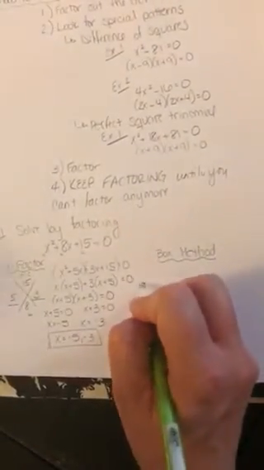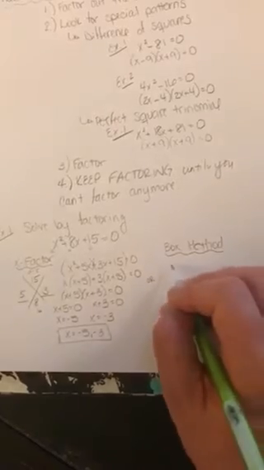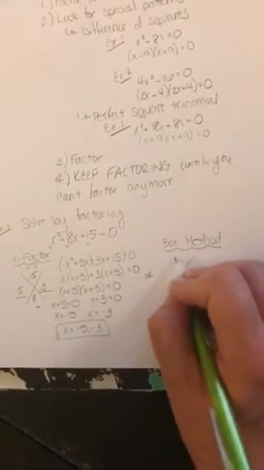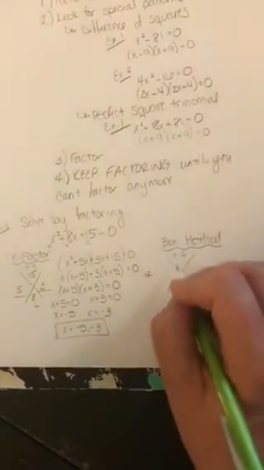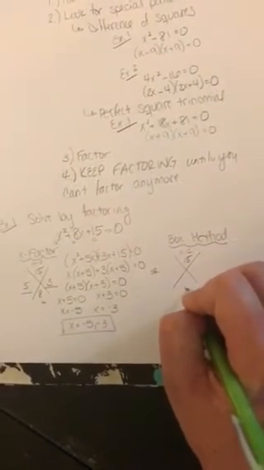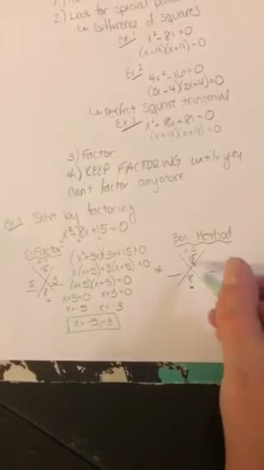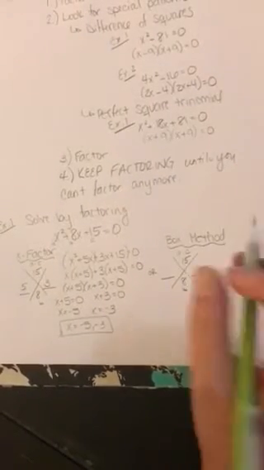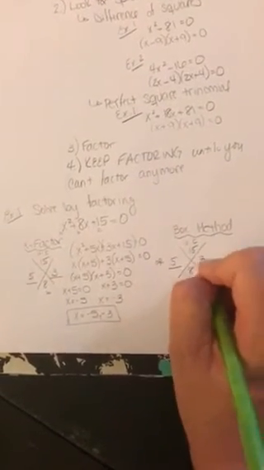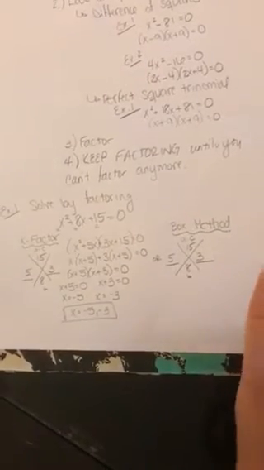Okay, so I'll put a big or. Well, for the box method, you still have to make that x. You're still going to take a times c at the top, which was 15, and put b at the bottom, which was 8. You still have to figure out what two numbers multiply to 15 but add to 8. For us, again, that's 5 and 3. Okay, here's where it differs.